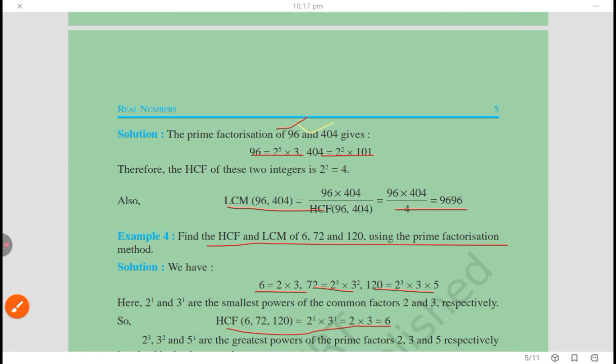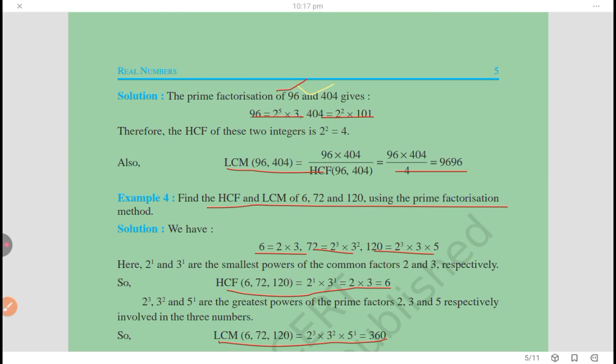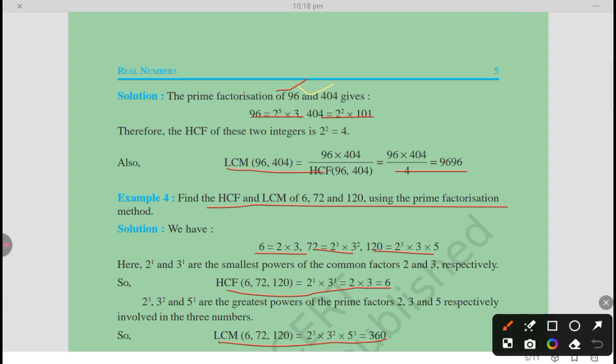So, the prime factorization of 96 is 2 power 5 multiplied by 3, and 404 equals 2 power 2 into 101. So the HCF of these two integers is 2 power 2, which equals 4.